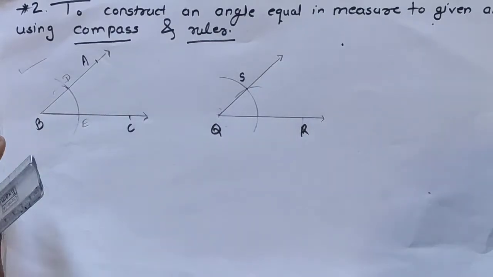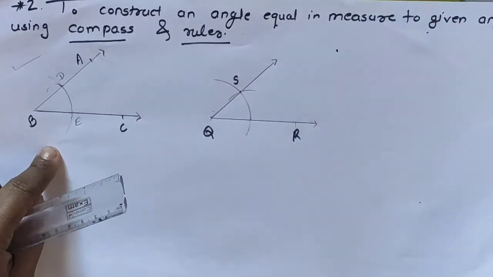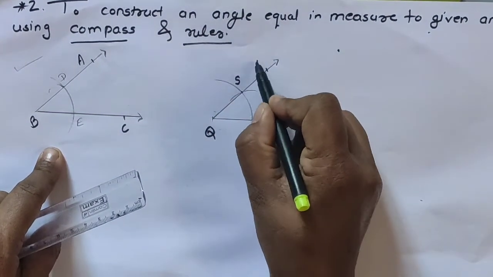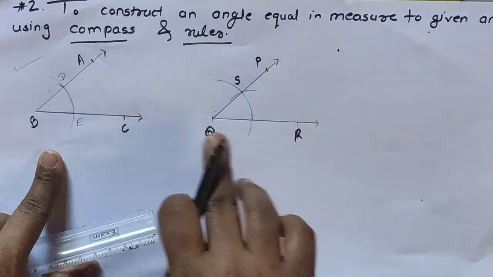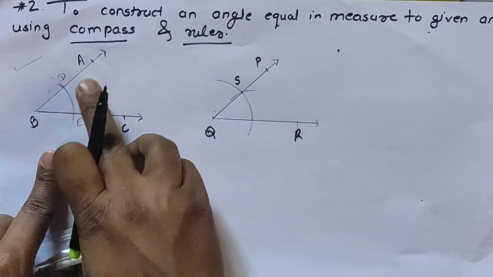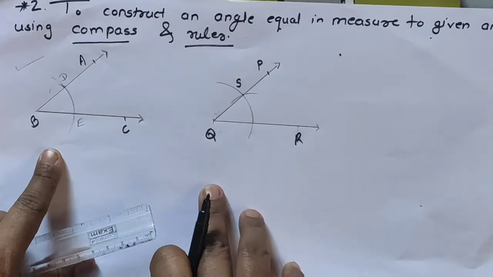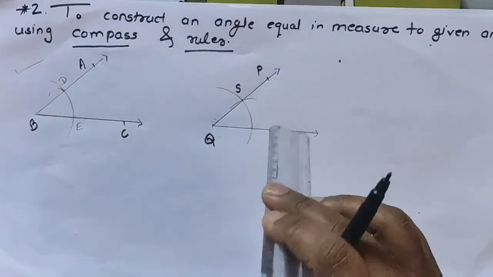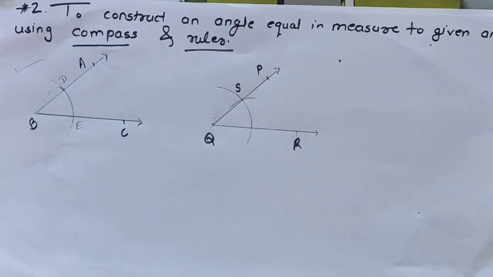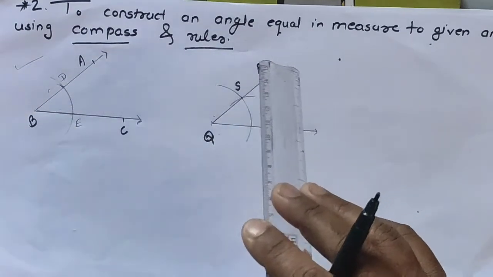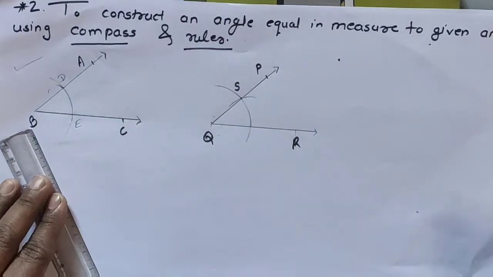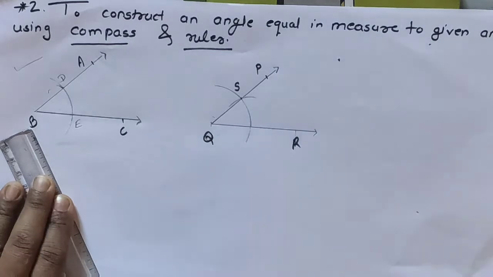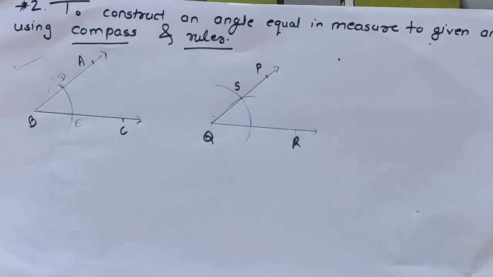Now we will see how to construct obtuse angles. We will do the practice. We did the acute angle, and this is point P, and this is the angle PQR, which is identical to angle ABC. Now suppose in an exam the question comes: draw the angle PQR equal in measure to ABC. You have to do the same construction using compass and ruler. Now I will show how to draw the angle bisector for this angle.